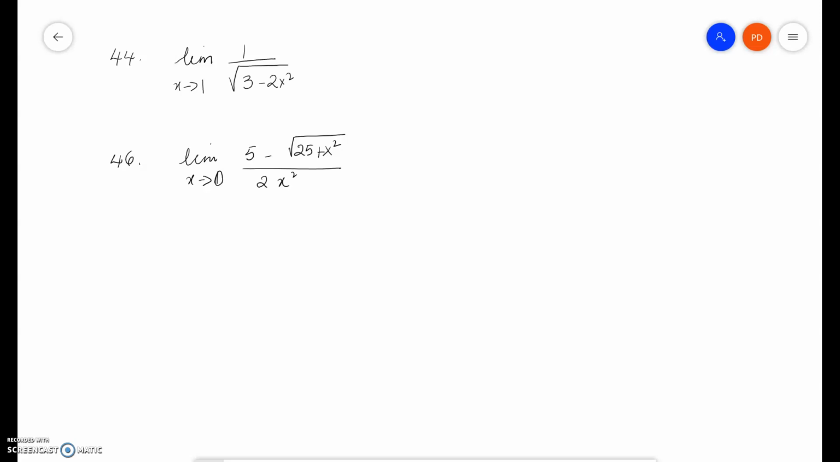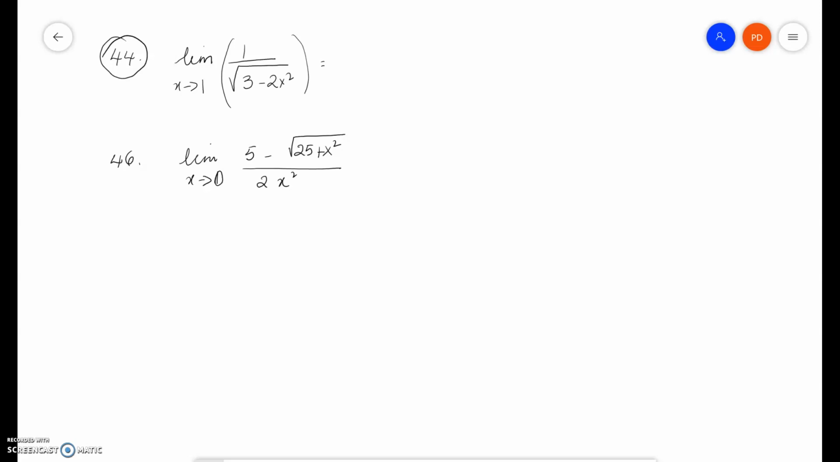Now here are two more examples of finding limits. Let's look at the first one, which is number 44. Limit of the function is 1 over radical 3 minus 2x squared as x approaches 1. Remember, when we find limits, the first thing that we always need to try is plugging in the number. And by plugging in the number, what we are checking is that the function is continuous at that point.